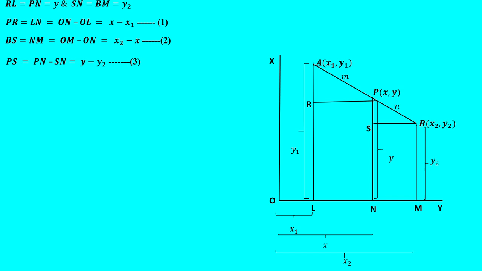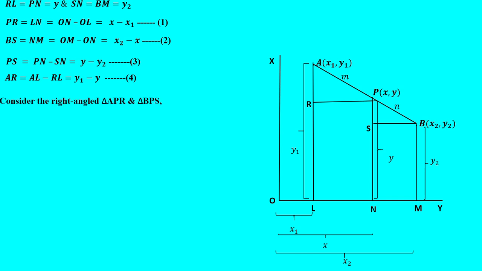Now the length PR is equal to LN, right? LN can be written as ON minus OL, that is x minus x1, that is equation number 1. And BS, everything is marked in the diagram, so you can easily find out, right? Then BS is equal to NM, which is equal to OM minus ON, that is x2 minus x, that is equation number 2. PS is equal to PN minus SN, that is y minus y2, that is equation number 3. Then AR is equal to AL minus RL, that is y1 minus y, that is equation number 4.